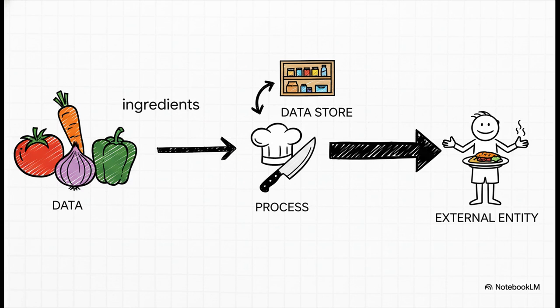Okay, so the best way to get your head around a DFD is to think about a professional kitchen, right? A DFD is basically the blueprint for that kitchen. Your ingredients, that's the data. The chefs who are chopping and cooking and changing those ingredients, those are your processes. The pantry, where you store everything, that's your data store. And the customer who gets the final dish, that's what we call an external entity. A DFD just follows that whole journey, from raw ingredient all the way to a finished plate.